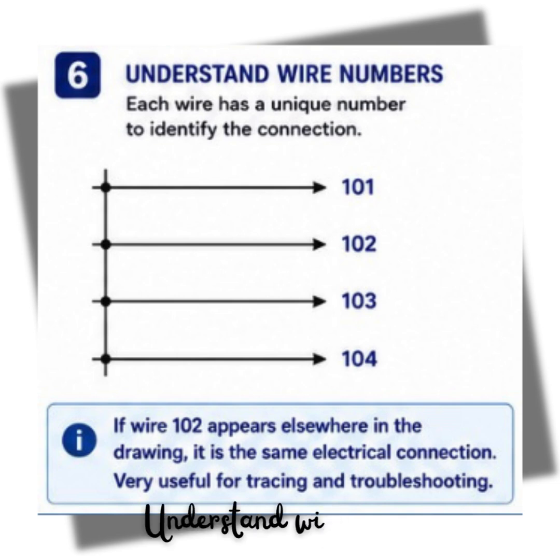Step 6. Understand wire numbers. Every wire in the drawing has a unique number. Example, 101, 102, 103. These numbers help technicians trace connections easily. If wire 102 appears elsewhere in the drawing, it's the same electrical connection. Wire numbering is extremely important during commissioning and troubleshooting.